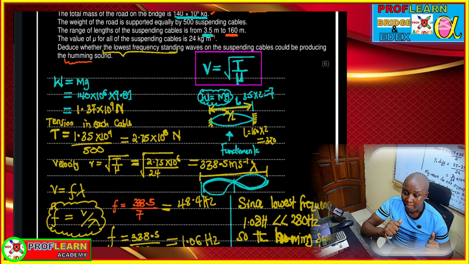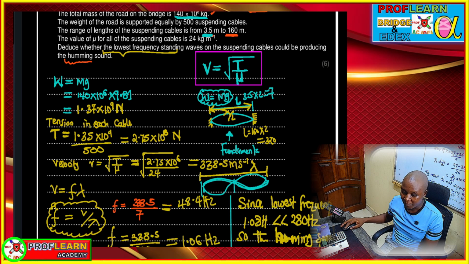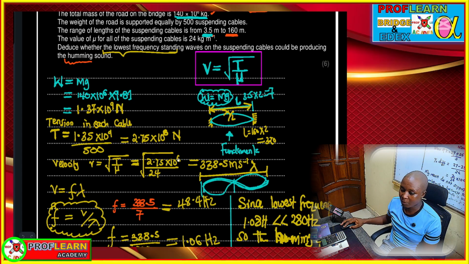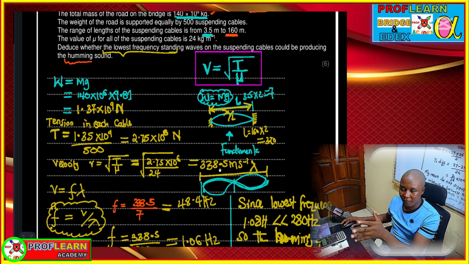So let's proceed. Now, for us to work out the speed in the cable, we are going to use V is equal to the square root of tension over mu. You can see this formula here is the one that I've used at this point, and the tension is the tension per cable. We are going to get 2.75 times 10 to the power 6 over 24, because we had already gotten mass per unit length, and our speed becomes 338.5 meters per second. Now we have the speed at which the wave is traveling in the cable.